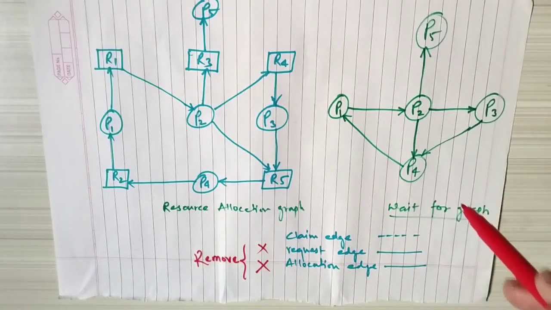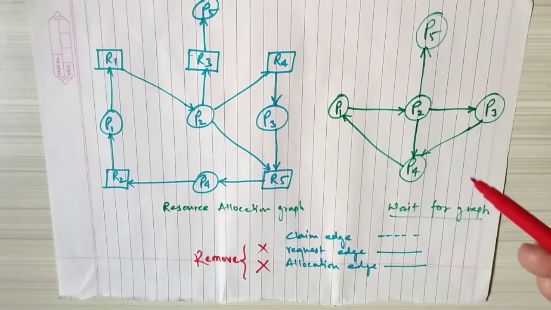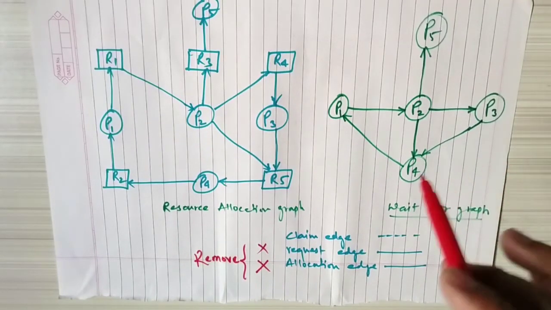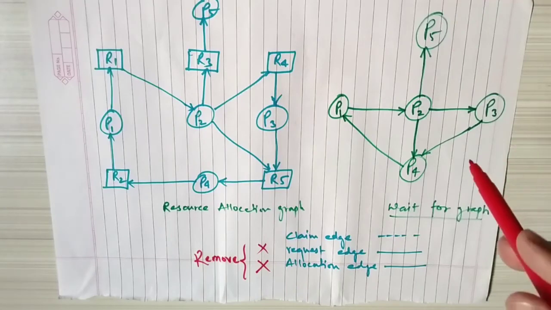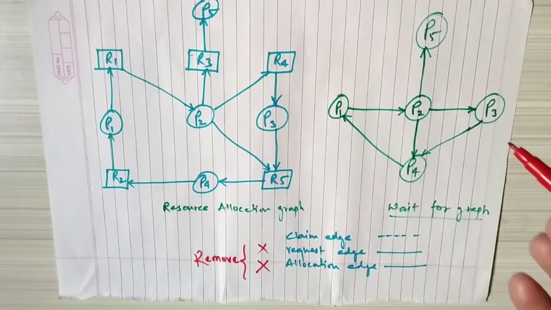Now in the wait-for graph, if you find any cycle, then you will know that there is a deadlock. If there is no cycle, then there is no deadlock. So we can easily find out whether there is a deadlock or not.